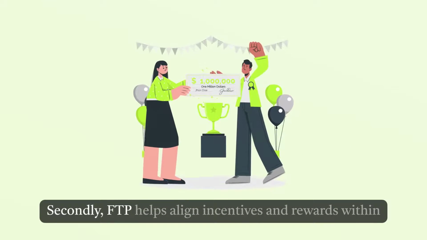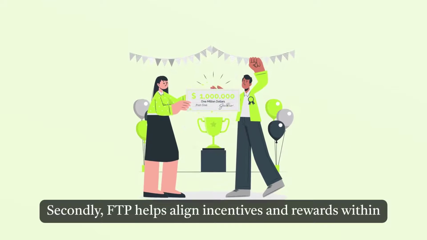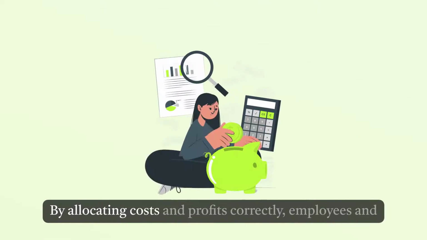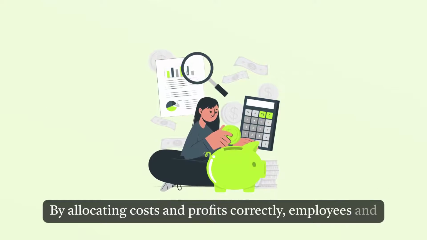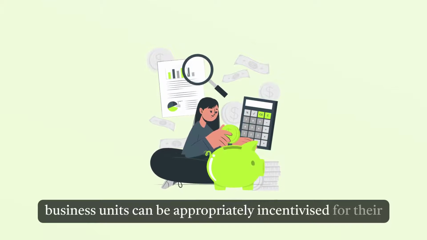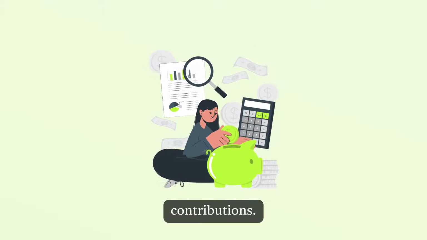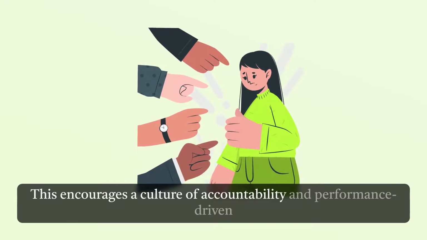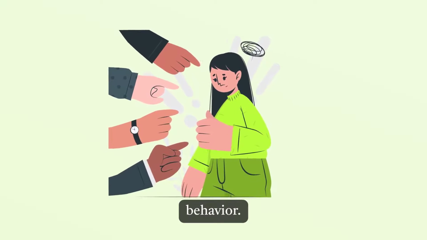Secondly, FTP helps align incentives and rewards within a company. By allocating costs and profits correctly, employees and business units can be appropriately incentivized for their contributions. This encourages a culture of accountability and performance-driven behavior.